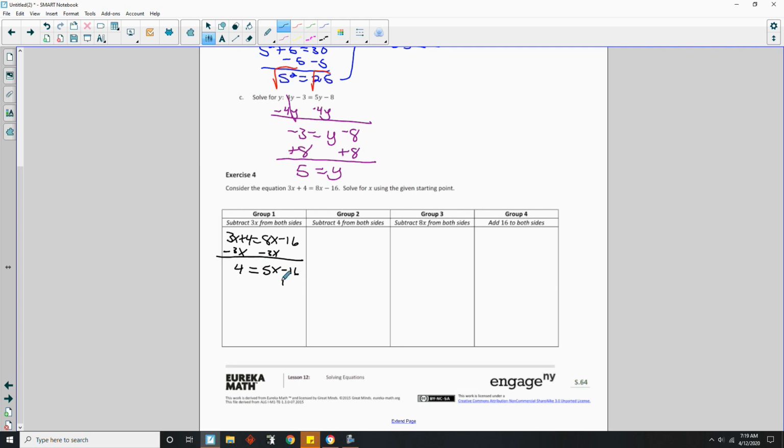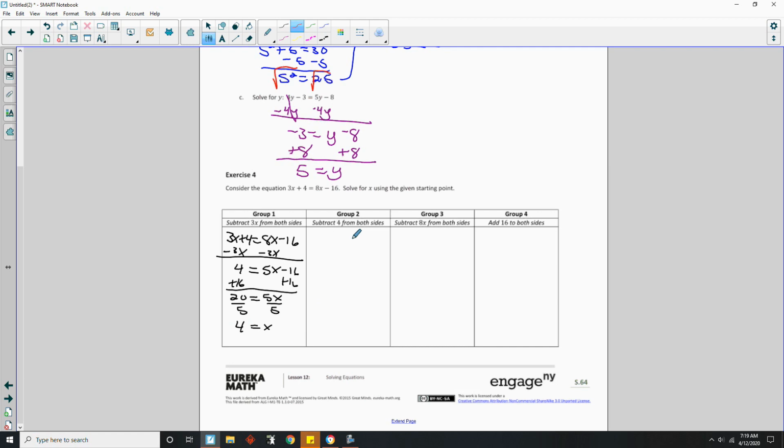I'm now going to add 16 to both sides. 4 plus 16 is 20. And these 16's cancel, and I get 5x. Now I'm going to divide both sides by 5 to get the variable by itself. And I'm going to get x equals 20 divided by 5, which is 4.